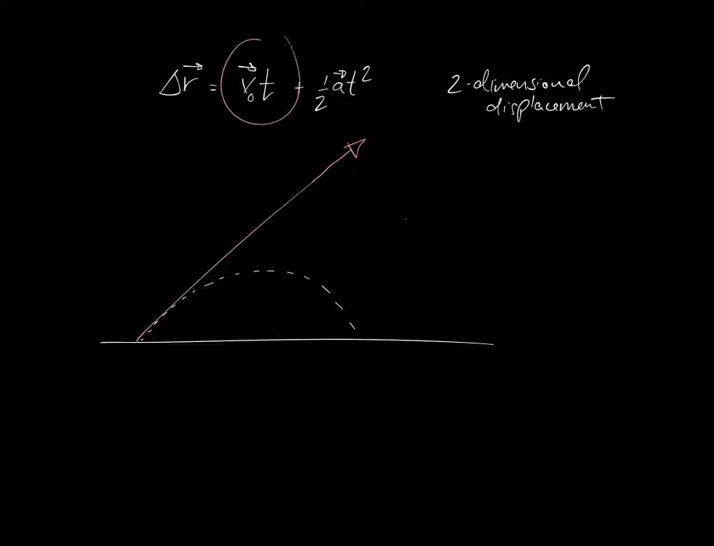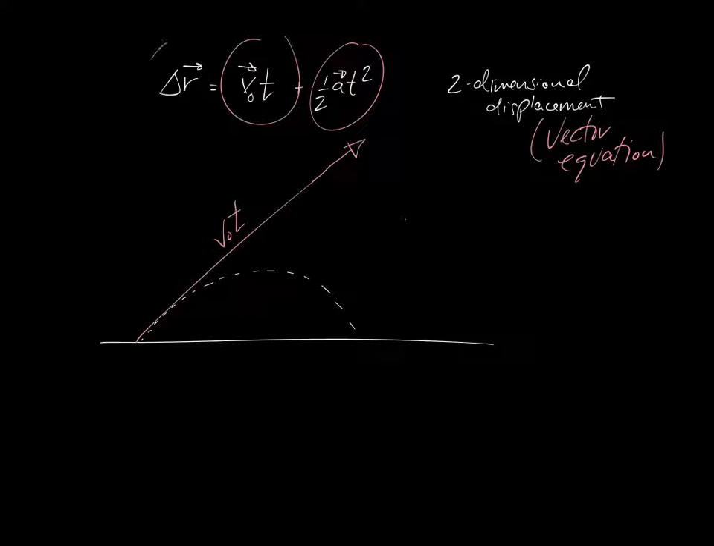And that's basically this vector. This isn't just my initial velocity. That's my initial velocity times the time the projectile is in the air. See, this is a vector equation. So I'm adding these two vectors to get that displacement vector.